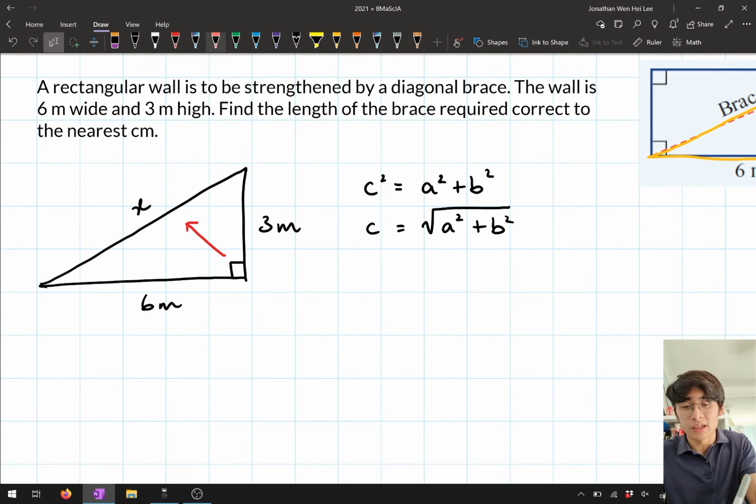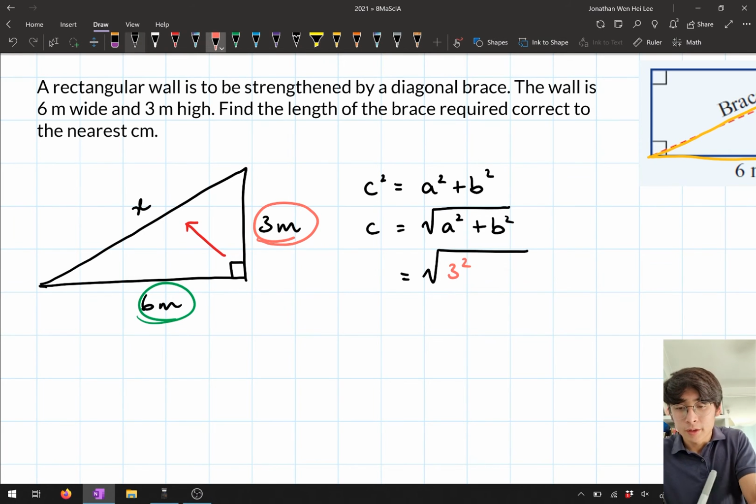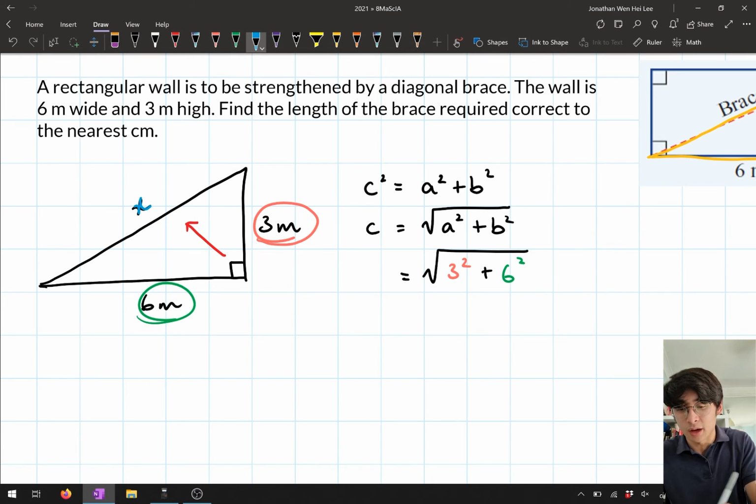So first of all, we can deal with a and b. So here, the shorter two sides are 3 meters and 6 meters. So I can write that this is equal to the square root of 3 squared plus 6 squared. Now on the other side, we aren't solving for c anymore. Actually, we're solving for this missing side, x. So I'm just going to replace c with x because that's how I've set it up to be. Okay, so now that I've done that, I can just chuck this straight into my calculator.